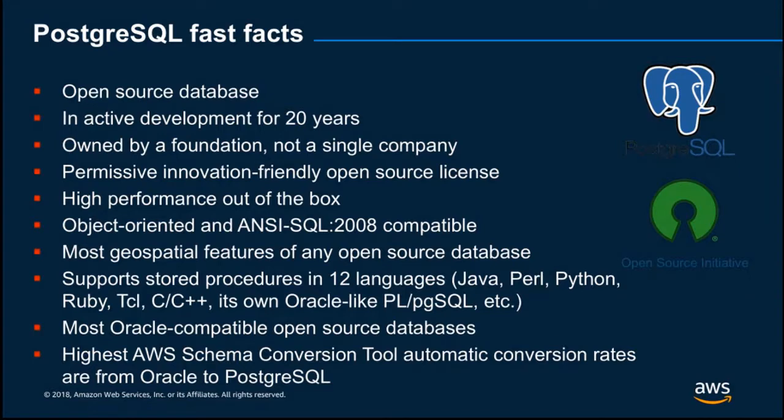Now we also see data to back up that statement. So we see data from our own schema conversion tool, which can be used to convert from a source database to a target, where when customers use SCT to look at what it would take to move from Oracle to Postgres, they see the highest automatic conversion rates with that combination.